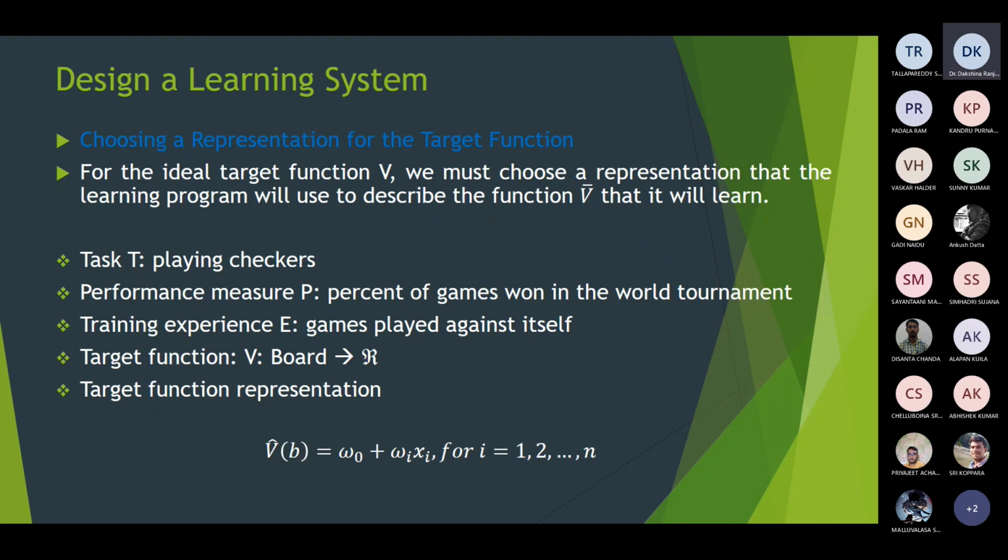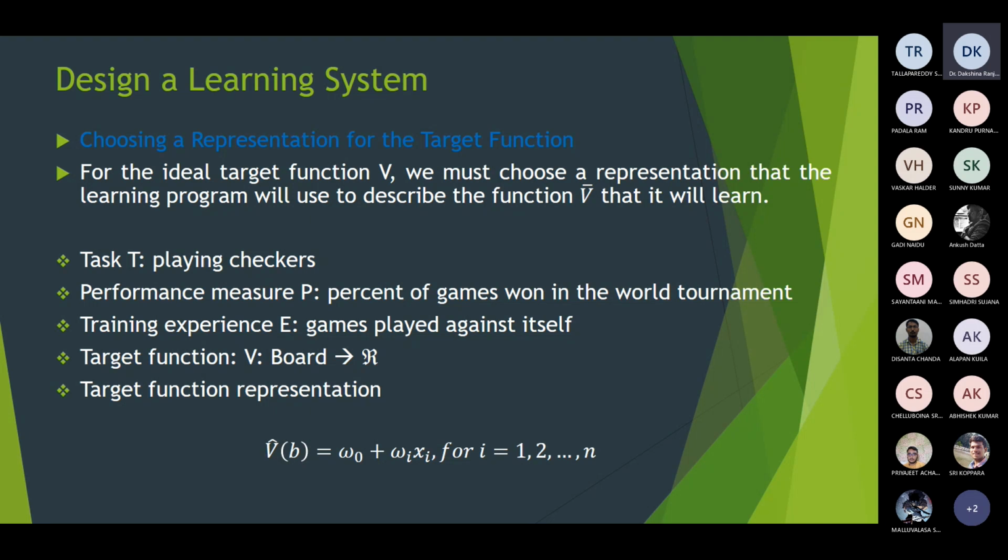The next design issue is choosing a representation for the target function. For the ideal target function V, we must choose a representation that the learning program will use to describe the function V dash. Here we are considering the same example, playing checkers, with the performance measure P being the percent of games won in a tournament, and training experience E being the games played against itself. Now, if the target function is V, then we have to find the approximation or representation over the set of board states.